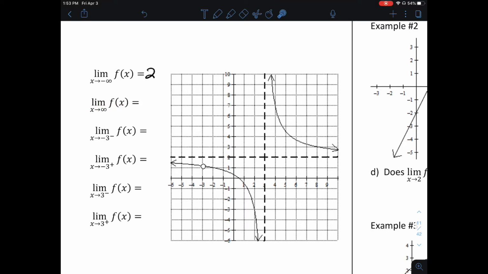What's the limit of f of x as x approaches positive infinity? If we follow the curve to the right forever, it's getting closer and closer to this horizontal asymptote of 2.